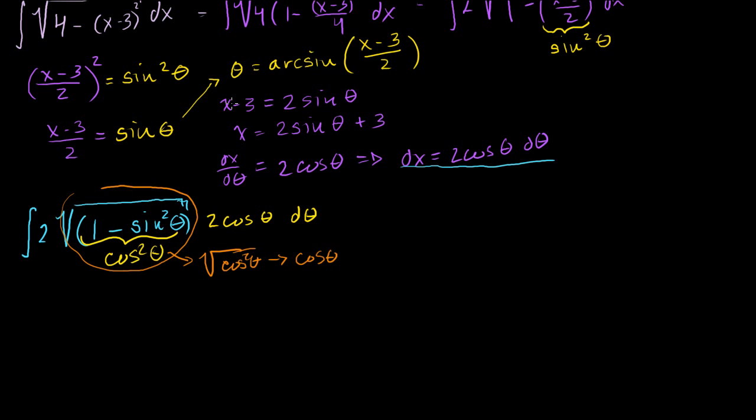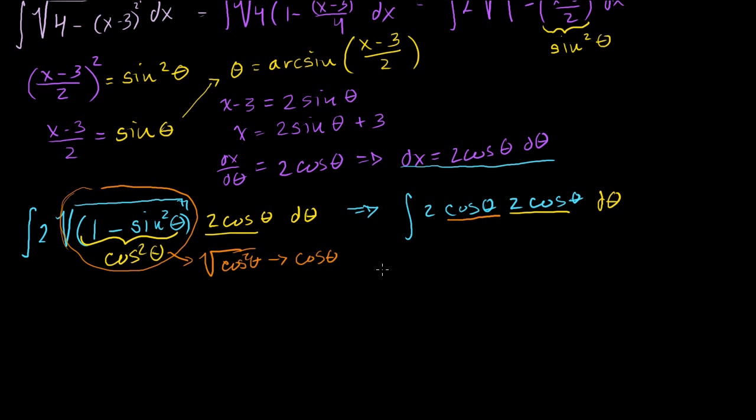So our integral is equal to 2 times the square root of cosine squared of theta, so that's just 2 times cosine of theta, times 2 cosine of theta. That's that one right there. This is this, and all of this radical sign, that's this right there. This 1 minus sine squared was cosine squared. Take the radical, you get cosine. And then everything times d theta.